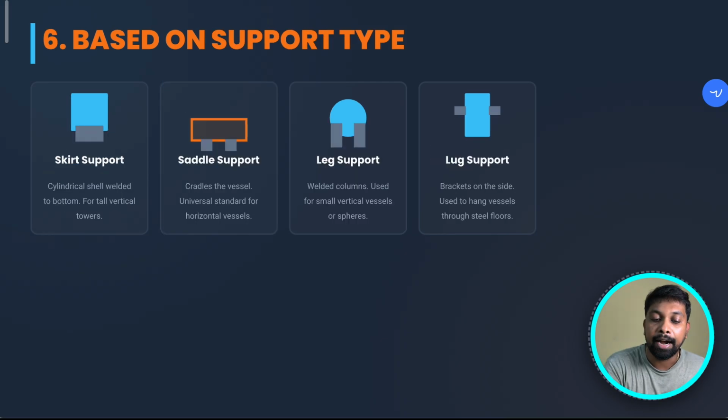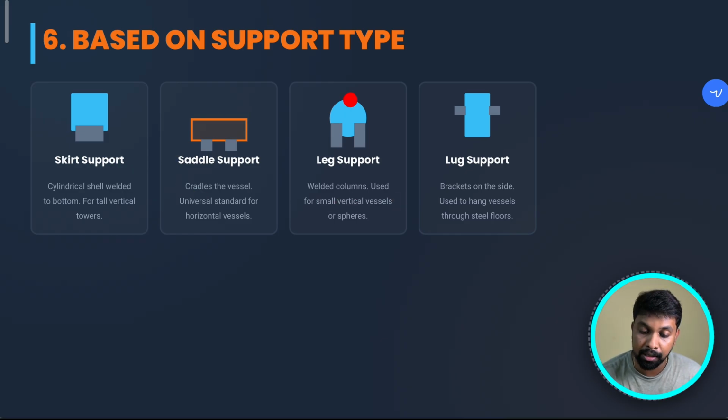higher than the shell. And another separation is based on the support type: skirt type support, saddle type support, leg type support, and lug type support. The skirt type supports are most commonly used for tall columns. If the vessel height is too large, in that place we will use the skirt type, and mostly horizontal vessels have saddle support. Leg type supports are commonly used for small vessels.